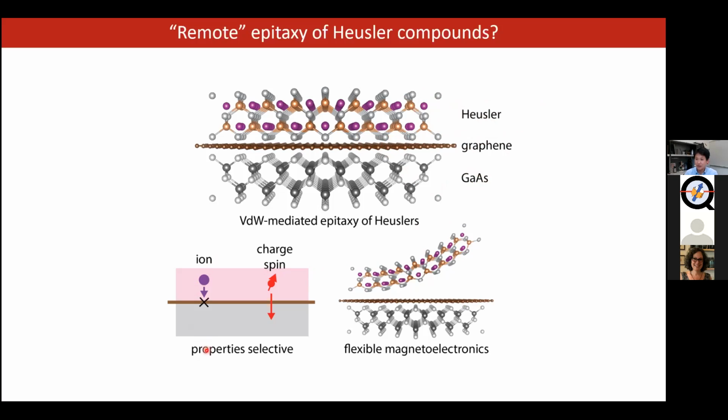Another outcome of this sort of approach is that we can utilize the fact that graphene is quite an excellent solid state diffusion barrier. One of the long-standing challenges of Heuslers is that these particular materials are really great ferromagnets and half metallic ferromagnets, and they're nicely lattice matched to III-V semiconductors. So they're a great materials platform for realizing a lot of the device concepts for spin injection based devices.